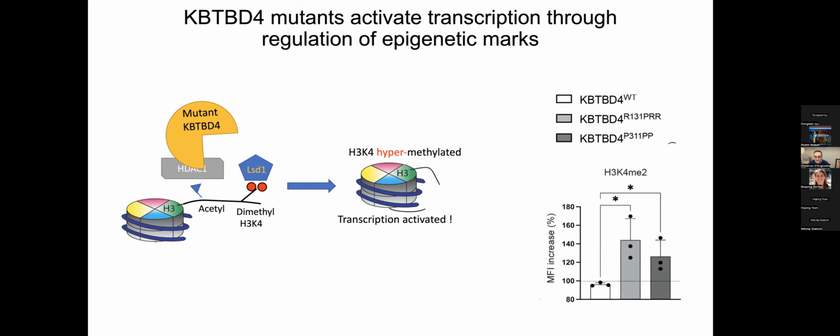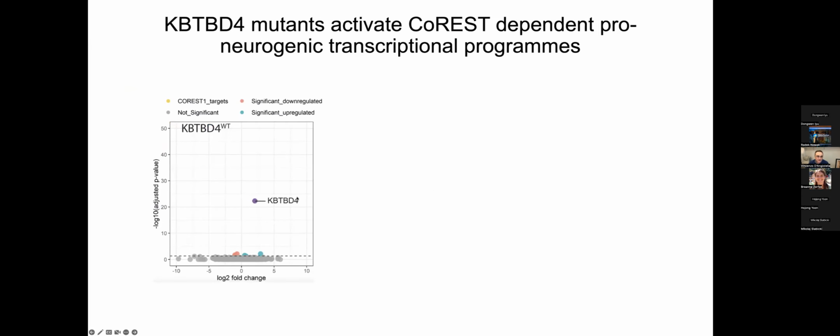And this was exactly what we observed. When we express the mutant, we observe an increase of H3K4 dimethylation. So we asked, can we also activate transcription using the same approach? We used the D283 cell line, a medulloblastoma cancer cell line, in which we can express KBTBD4 under a doxycycline inducible promoter. And as you can see here, with KBTBD4 wild type, there is no effect on transcription.